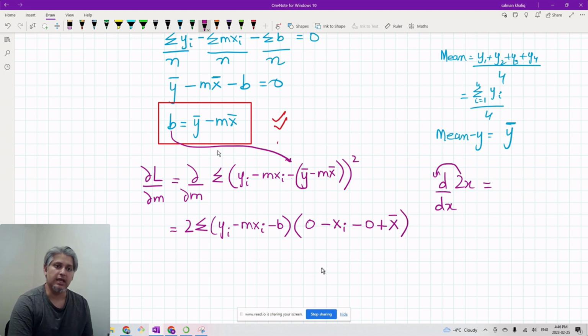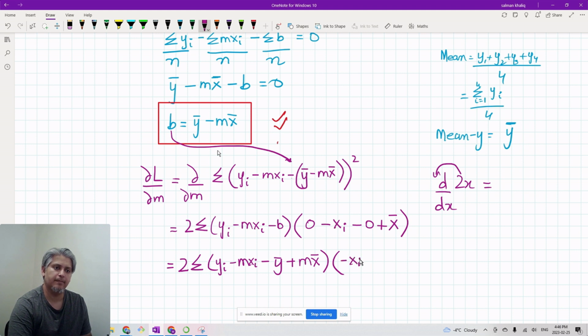And that is what we are going to end up with. So let's simplify. So this is 2 summation yi minus mxi. Now here, I substituted the b value, but I need to expand this as well. So this would be minus y bar plus, because minus would make it plus, m x bar multiplied by negative xi plus x bar. We get this.